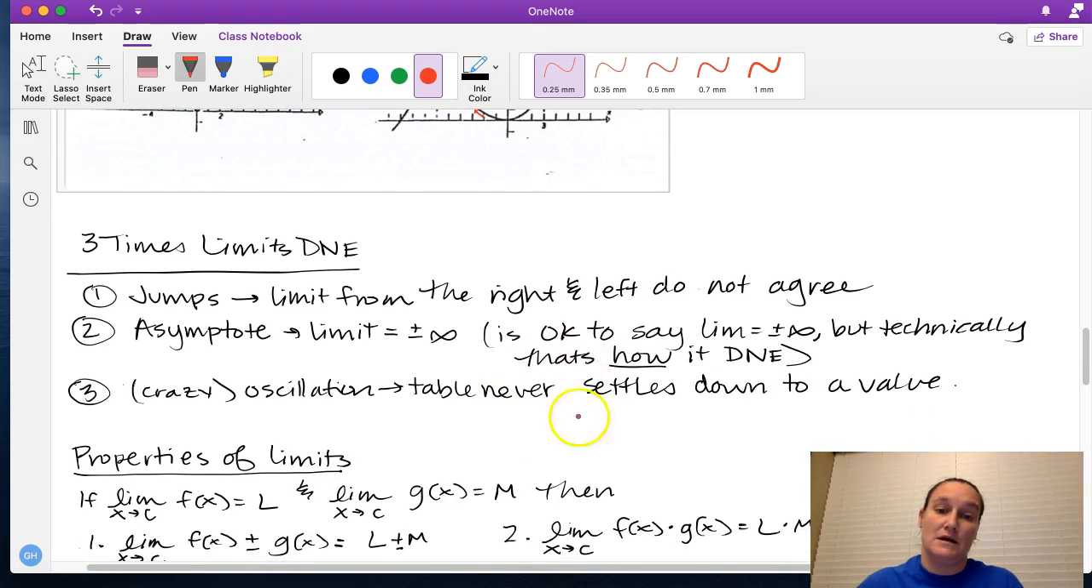And then 3, we saw in the table with sine of 1 over x in the last notes, a crazy oscillation where your function never settles down to a value. That's going to be how your limit doesn't exist.